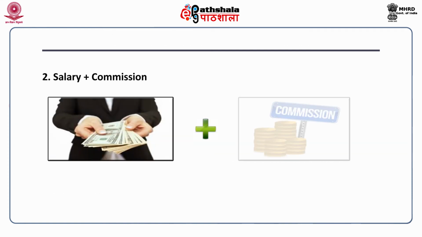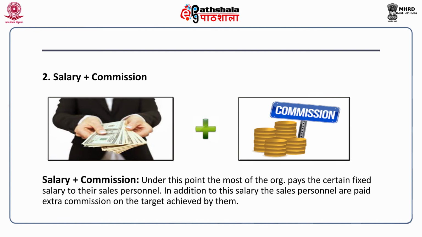Salary plus commission. Under this method, most organizations pay a certain fixed salary to their sales personnel. In addition to their salary, the employees are paid extra commission on the target achieved by them. The basic advantage of this plan is the surety of remuneration as well as inducing the sales personnel to get an extra amount by increasing the sales of the organization.